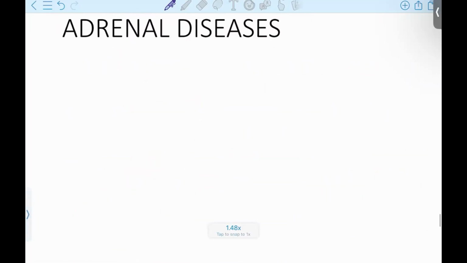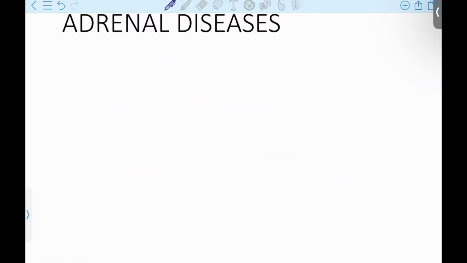Next, coming to the adrenal diseases. In the adrenal diseases, we have two types. One is Conn's syndrome, the other one is Addison's. Conn's syndrome is due to adenoma, and Addison's is due to sudden idiopathic or autoimmune conditions or some infection.